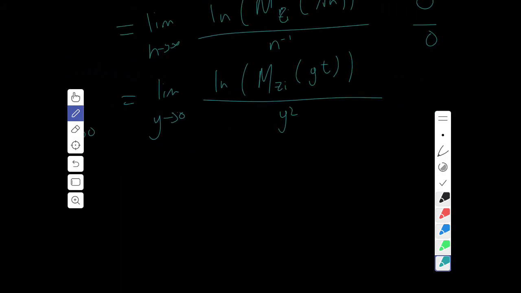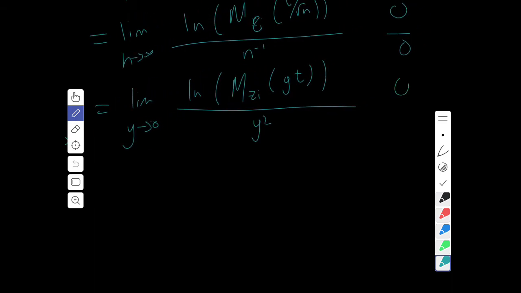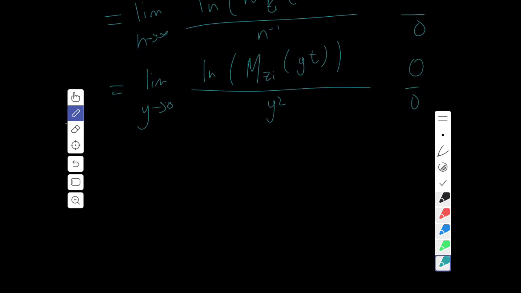So now we have y squared. And now we still have 0 over 0. It still goes to 0 over 0. It doesn't really change that. But now we can apply L'Hopital's rule. So we can take the derivative of the top and of the bottom.